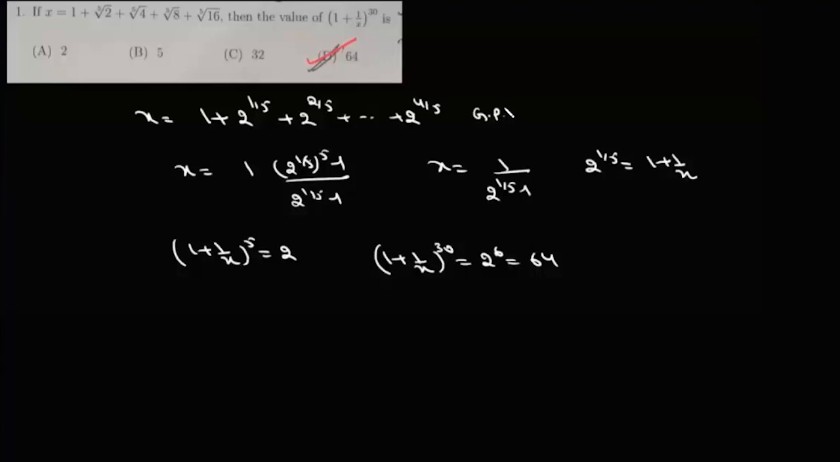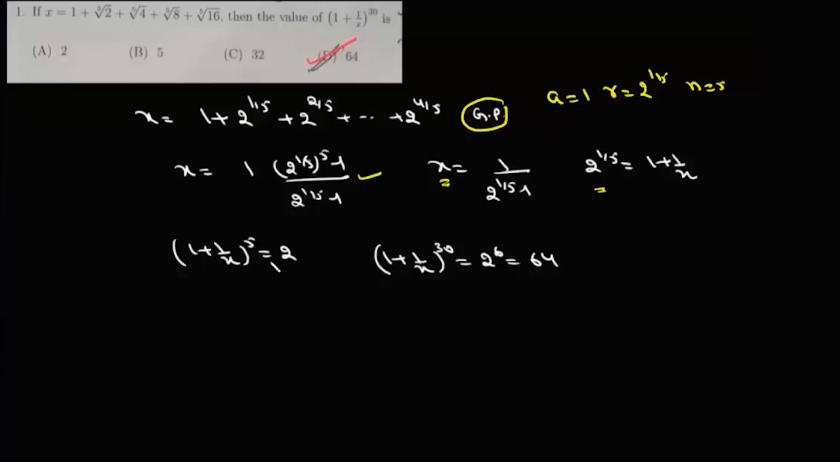All we are given is a GP. For this GP, first term is 1, common ratio is 2 to the power 1 by 5, number of terms is 5. We can write the sum of a GP. Using this, we'll get x. Now 2 to the power 1 by 5 is 1 plus 1 by x, or 1 plus 1 by x to the power 5 equals 2.